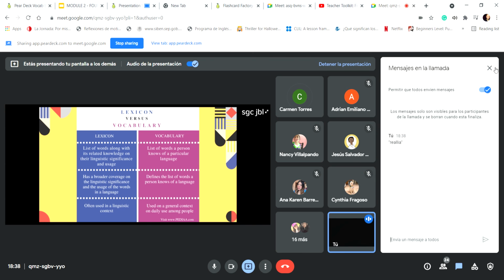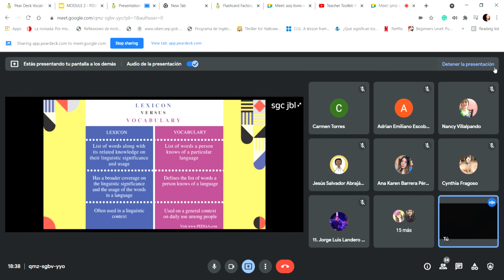Well, realia material, it's like todo el material que tú lleves a la clase y que sepas que fue elaborado y fue constituido y fue producido en un material totalmente auténtico.